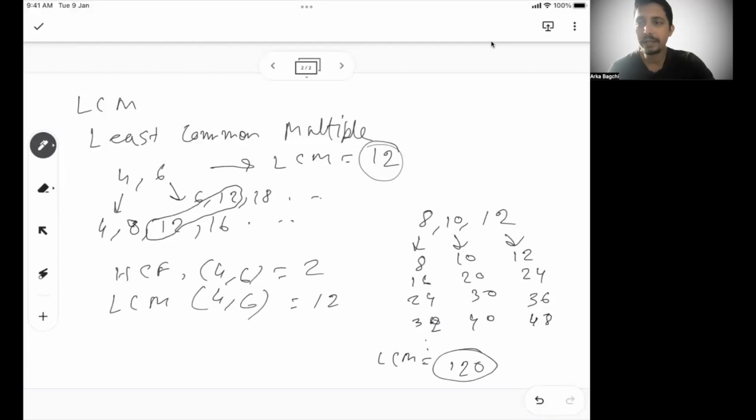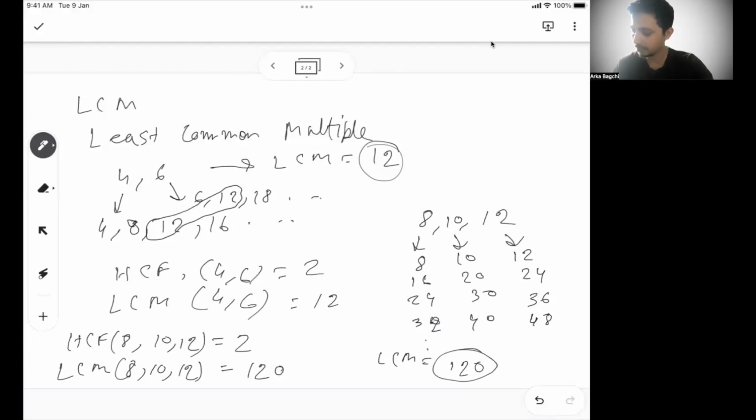Now, how we calculate HCF and LCM, I'll come to that. But this is what we did. For 8, 10, 12, the HCF we got is 2, and the LCM of 8, 10, 12 we got is 120. So these are the two things that you need to understand at the very basic of HCF and LCM.